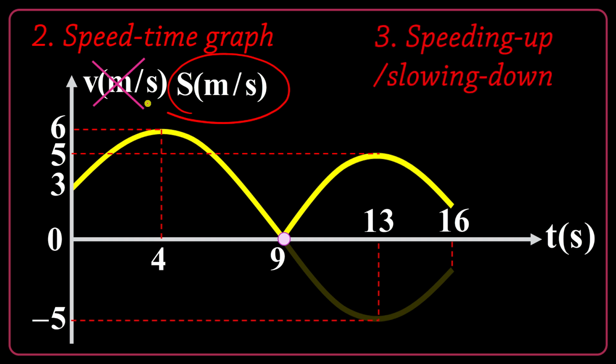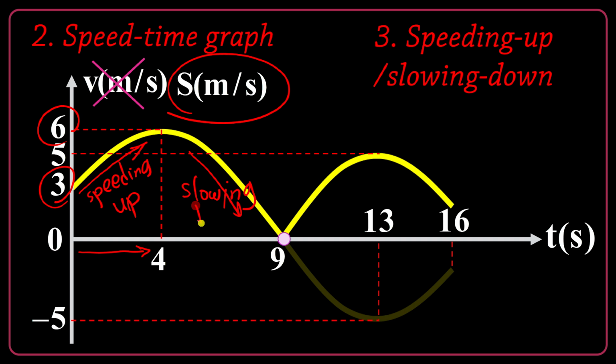It's the good opportunity to learn what the speeding up or slowing down motion is. Speeding up means increasing the speed. Slowing down means decreasing the speed. Look at the graph from t equals 0 to 4. You see that the speed time graph is escaping from t-axis. Actually, the speed is increasing from 3 to 6. So it's going to be a speeding up motion. From 4 to 9, when the graph is getting closer to t-axis, it's going to be a slowing down motion because the speed is decreasing.